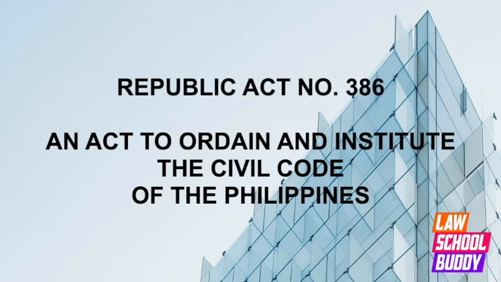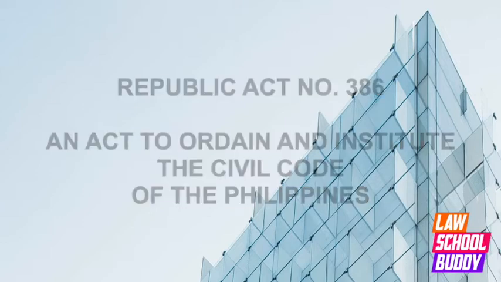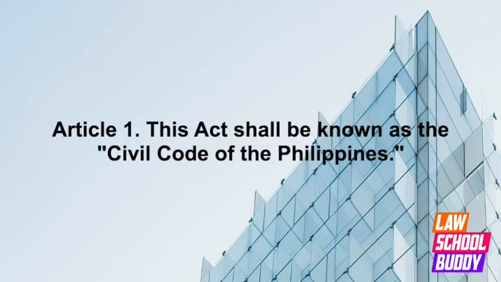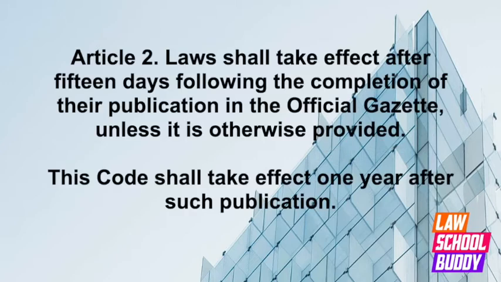Republic Act 386. An act to ordain and institute the Civil Code of the Philippines, preliminary title. Chapter 1. Effect and Application of Laws. Article 1. This act shall be known as the Civil Code of the Philippines. Article 2. Laws shall take effect after 15 days, following the completion of their publication in the Official Gazette, unless it is otherwise provided. This code shall take effect 1 year after such publication.